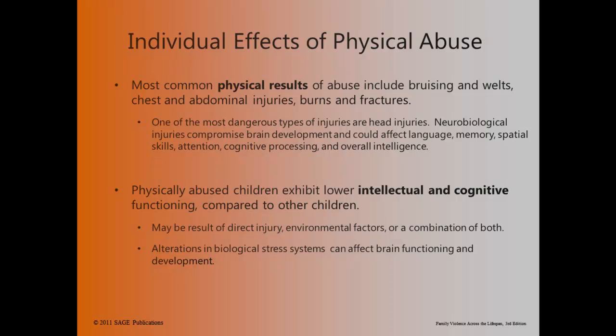The most common physical results of abuse, as we see it in the short run, include bruises and welts and injuries to the chest and abdomen, burns and fractures. One of the most dangerous types of injuries are head injuries, and I talked about that a few moments ago. There are what they call neurobiological injuries that really will affect brain development and can affect things like language and memory and academic skills, cognitive processing, overall intelligence for years to come.